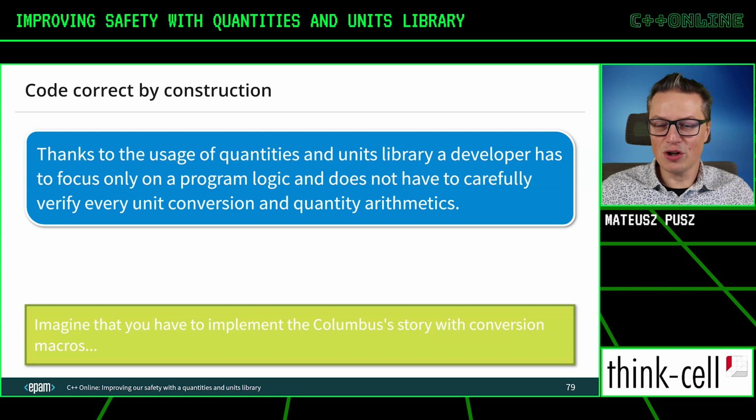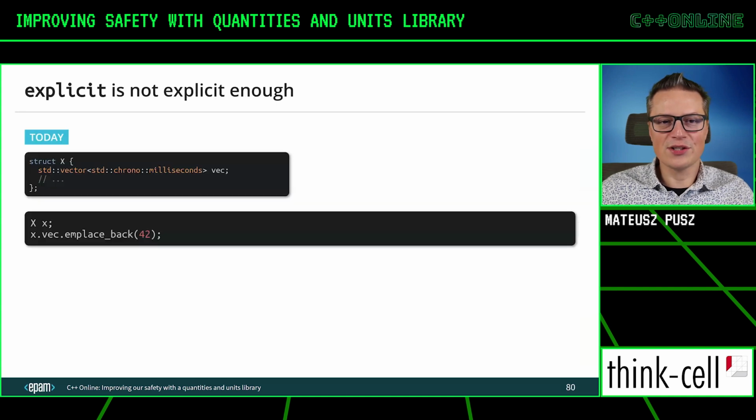Imagine that you have to implement the Columbus story with conversion macros and doubles. How much work is it really, and how easy will it be to make all of the mistakes? But okay, let's move forward and talk about the next features that are introduced by such libraries.